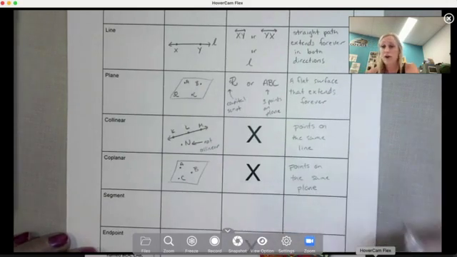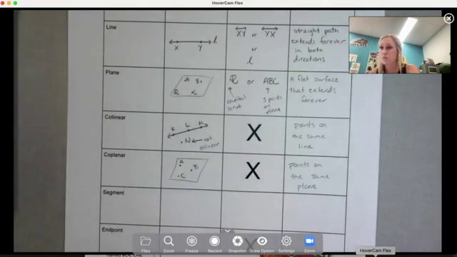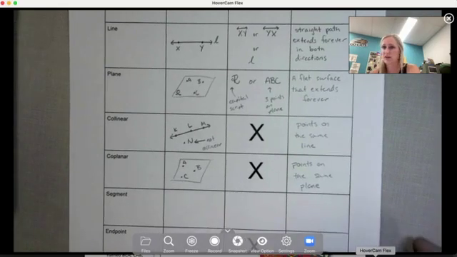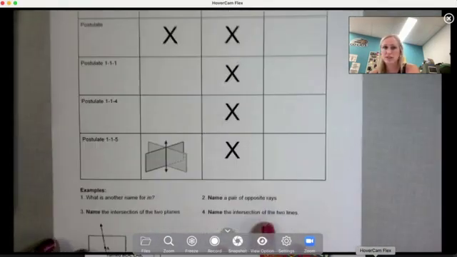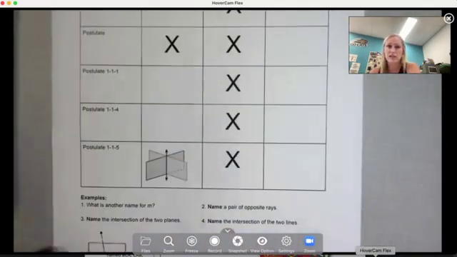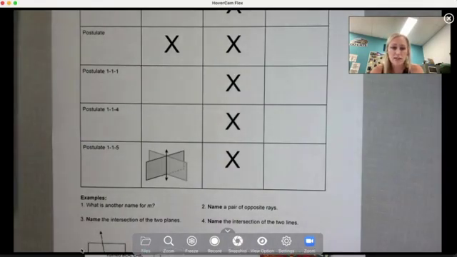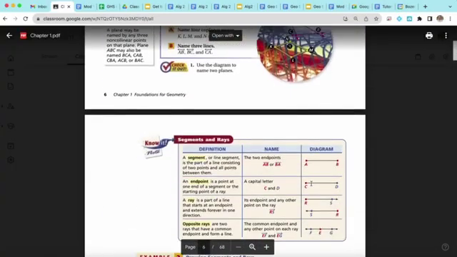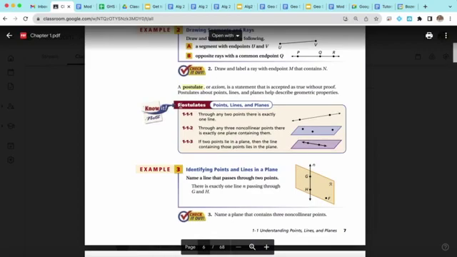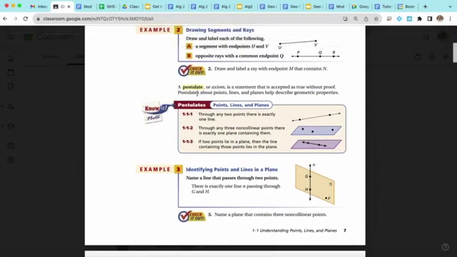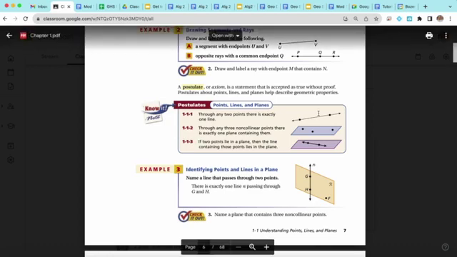Okay, so you are going to repeat this process. You're going to use your book and what's highlighted to get the definition, the picture, and the notation for these different figures. I will tell you, when you get to these postulates, these are in a box. So it says postulate, so up above it tells us what a postulate is, but there's 1.1.1, 1.1.2, 1.1.3, and those are the pictures to go with it.